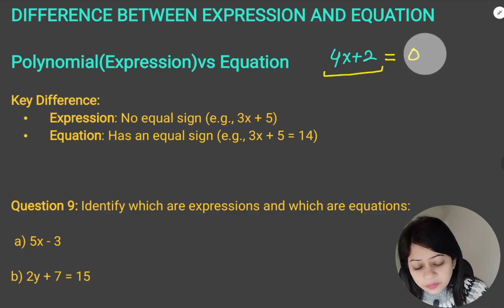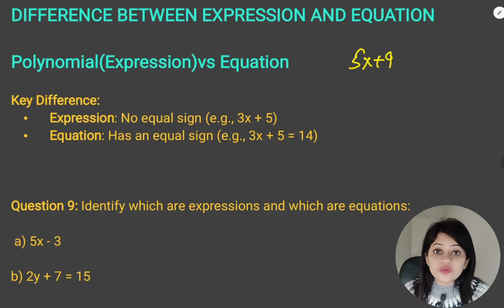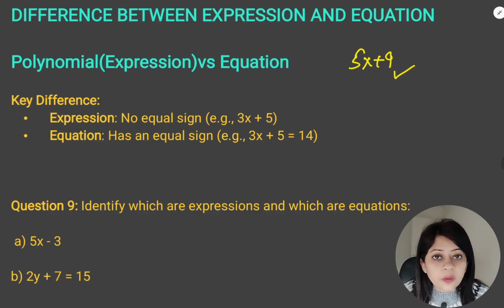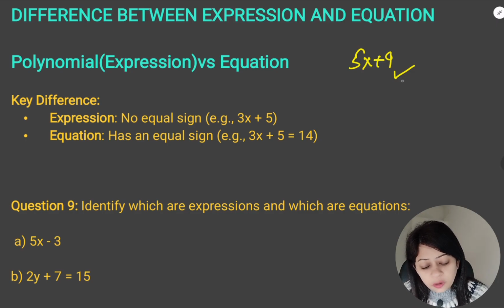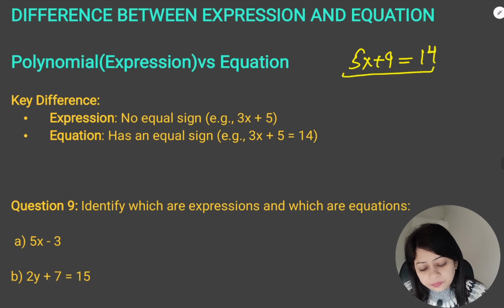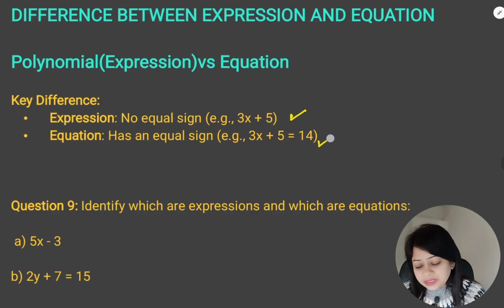Suppose I write 5x plus 9 and I say solve this equation, then you will say no, this is not an equation. What is this? This is a polynomial. A polynomial does not have an equal sign. So 5x plus 9 is a polynomial, but if I write 5x plus 9 equal to 15, or I write 14, then this is an equation because it has an equal sign, right? So the key difference is that an expression has no equal sign and an equation has an equal sign.